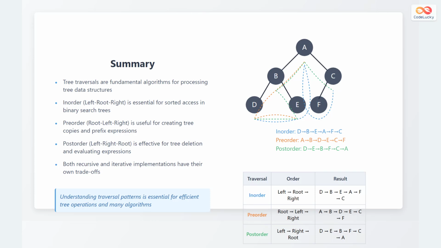In summary, tree traversals are fundamental algorithms for processing tree data structures, enabling systematic access to each node. Inorder Traversal is essential for sorted access in binary search trees. Preorder Traversal is useful for creating tree copies and prefix expressions. Postorder Traversal is effective for tree deletion and expression evaluation. Both recursive and iterative implementations have their own trade-offs, so the choice depends on the specific requirements. Understanding traversal patterns is essential for efficient tree operations and many algorithms. The diagram shows different traversal patterns.